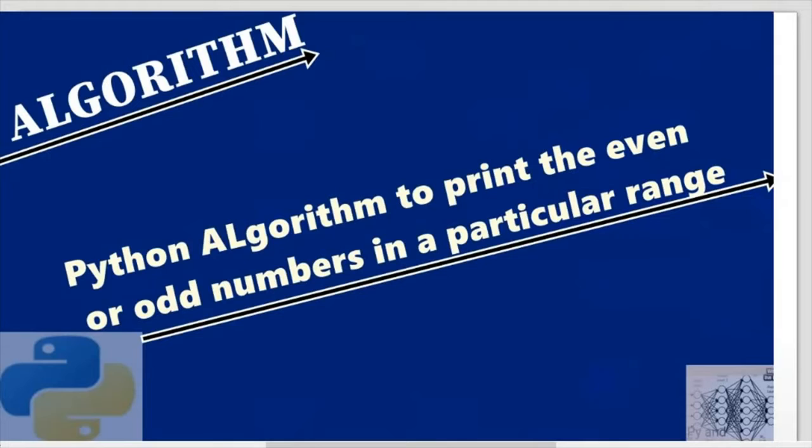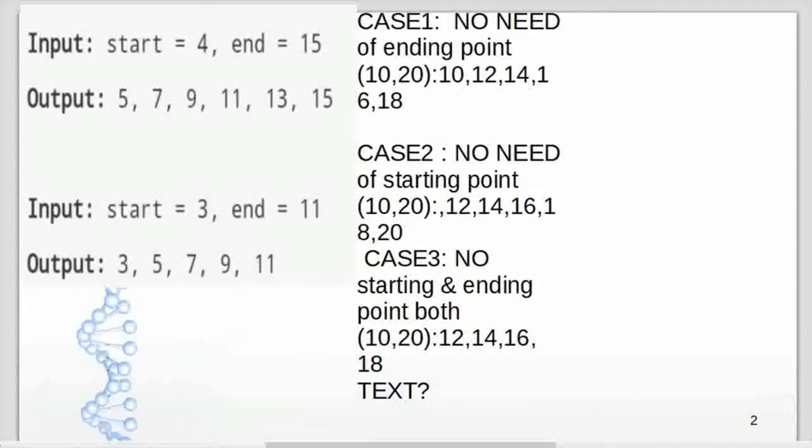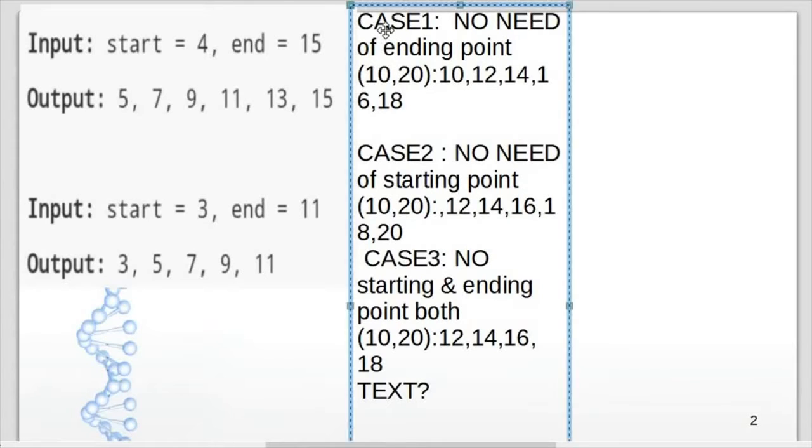In this video we discuss a Python algorithm to print the even or odd numbers in a particular range. So we are dealing with this algorithm. What I mean is, if you are inputting a number, you give a starting point that is 4 and the ending point that is 15. So you get the odd values in the range, like 5, 7, 9, 11, 13 and 15.